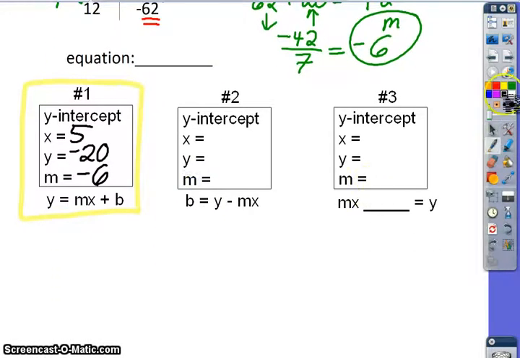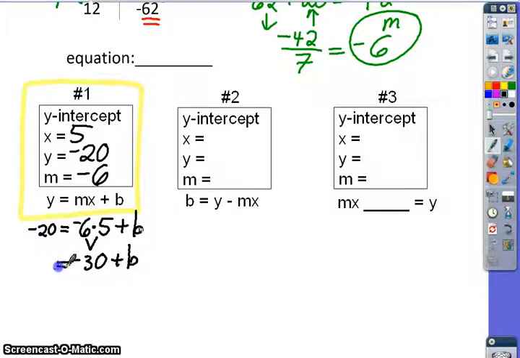I'll show you exactly how to do this next step. I know y, it's negative 20, equals, I know m, it's negative 6. I know x, it's 5, and mx means m times x. I don't know b. So I copy exactly what it says here, except I put the y, the m, and the x in those places. I will multiply these. I get negative 30 and bring everything else down.